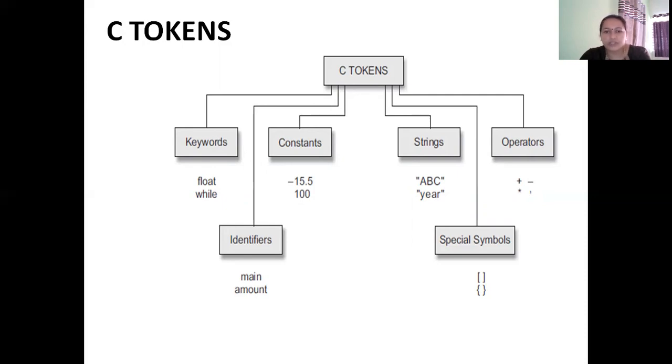Next, the other type of C tokens are special symbols. There are a lot of special symbols which we just learned in the C character set. All those special symbols, whether brackets, comma, full stop, all these are called as special symbols. Then the last type of C tokens is the operators. Operators are used to perform mathematical operations. Some of the operators are plus, minus, star, slash, percentage, logical and, or, not, so on. All these are examples of operators. These are used to perform arithmetic and logical calculations.